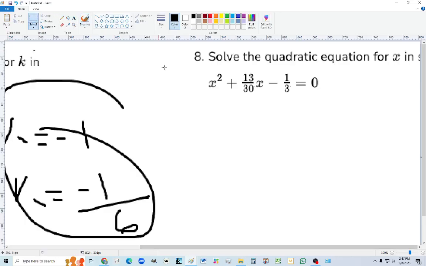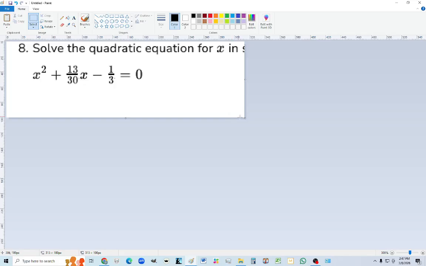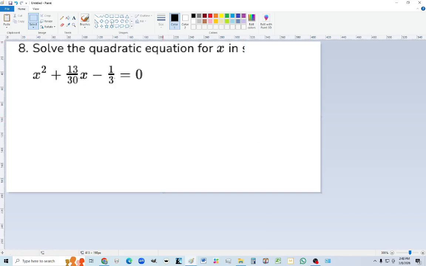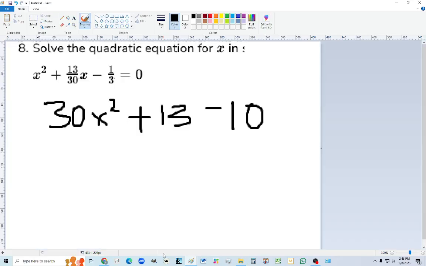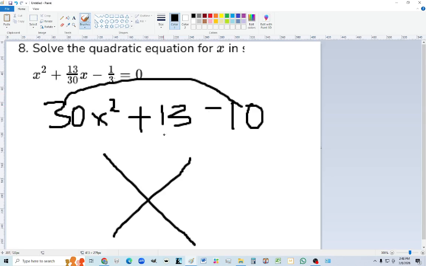This one, the term in common to both the 3 and the 30 is 30. So when I multiply the left side by 30, I get 30x squared plus 13x. Minus, or 3 goes into 30 10 times, minus 1 is minus 10. It's clear there's no perfect square there. So I'm looking for what's 30 times -10. I'm looking for something that multiplies out to -300 and adds up to 13.